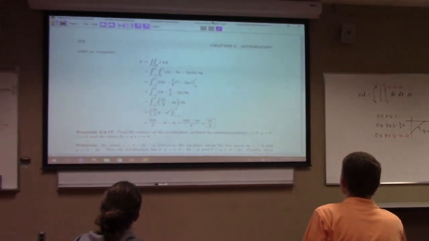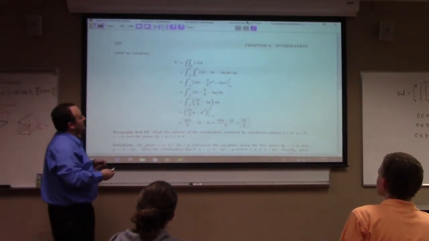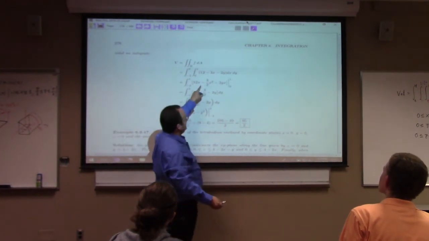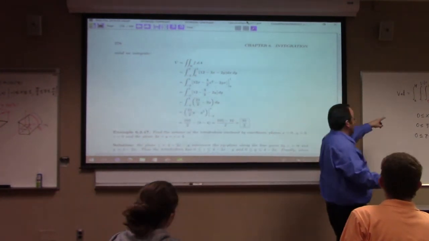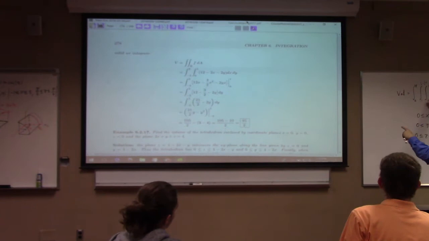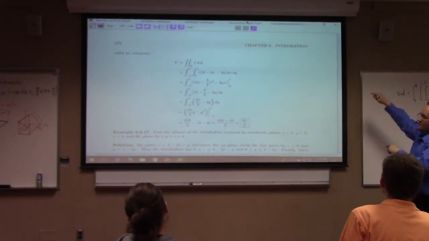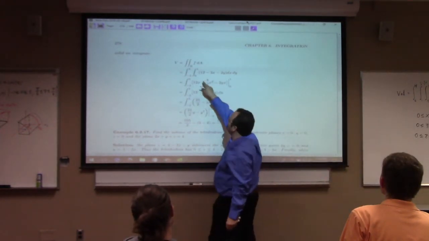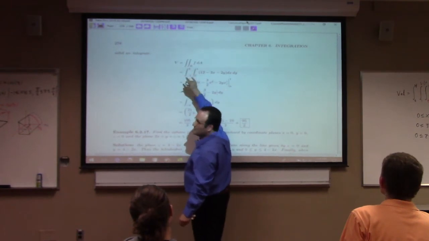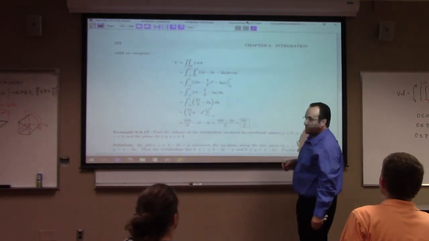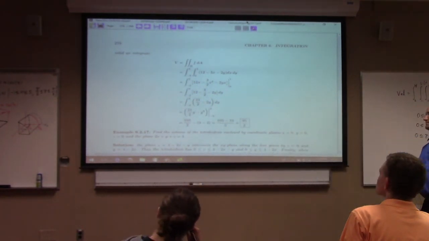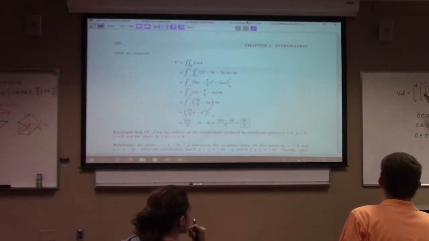Right. Yeah, there's a significant error here. The first step is okay. That is, after I do the integral of z, this is okay, except that these two bounds are totally bogus. Totally bogus. All right? So we'd actually have to do this. Incorrect.